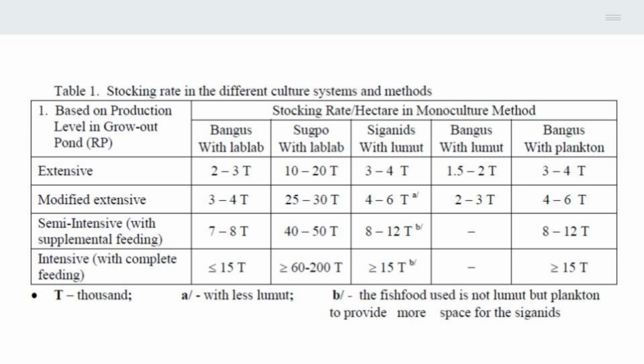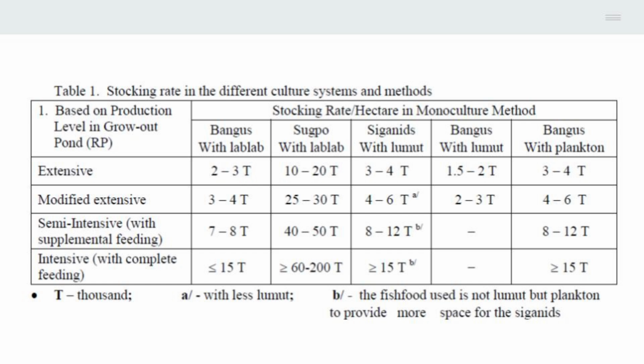Stocking rates in aquaculture vary depending on the species, the production system, and the type of natural food available. This table presents the stocking rates for different monoculture methods in grow-out ponds. First is the extensive culture. Extensive systems have the lowest stocking rates, typically between 2 to 4,000 fish per hectare. These rely mainly on natural food like lablab, lumot, or plankton. For example, bangus with lablab is stocked at 2 to 3,000 per hectare, while sugpo can reach 10 to 20,000 per hectare.